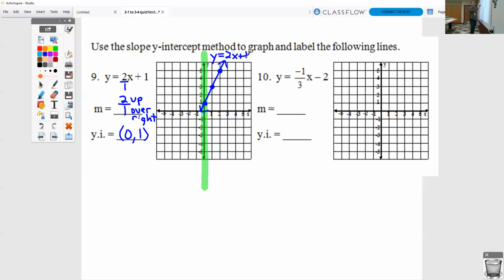For the second one, our slope is the number that's in front of the x, so that's negative 1/3. That really means down 1 over 3. And remember, we always go over to the right. And our y-intercept is 0, comma, negative 2. Your first dot is always somewhere on the y-axis. So 0, negative 2 is right here. We just look for that number on the y-axis. That's where we're starting. Starting from there, down 1 over 3, down 1 over 3. Connect the dots, put your arrows, and label your line.